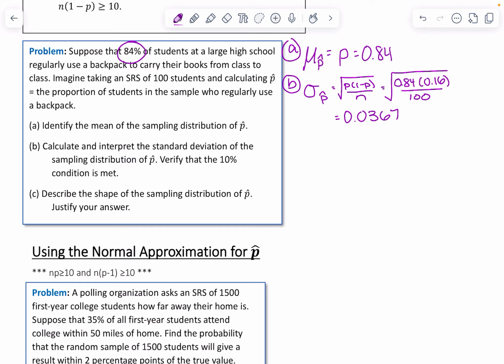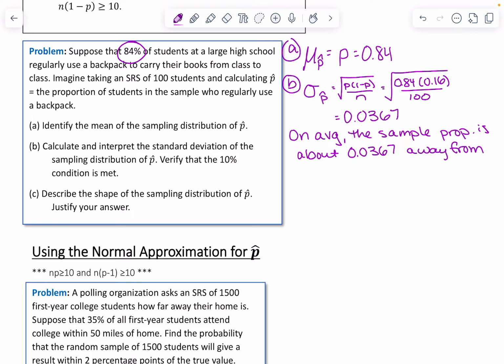So interpret, on average, the sample proportion is about 0.0367 away from the true proportion of backpack users. Okay, and that true proportion was 0.84.